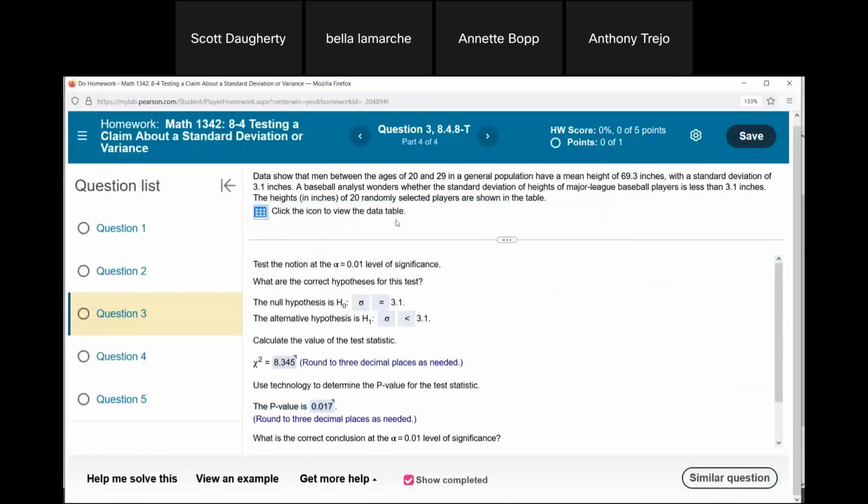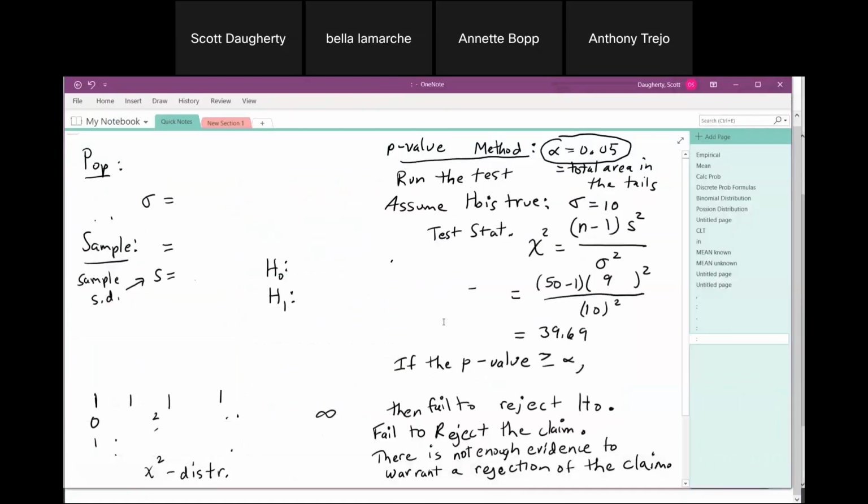if you look at this problem, the claim that they're making is that an analyst wonders whether the standard deviation of heights of Major League Baseball players is less than 3.1, which is what it is for the general population for men between 20 and 29. Okay, so the claim is that the sigma is less than 3.1. This is the population of all heights of all baseball players.